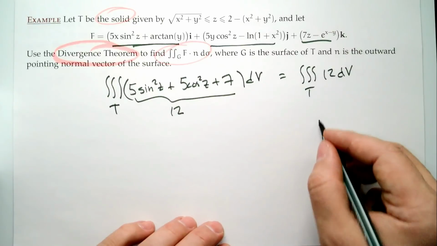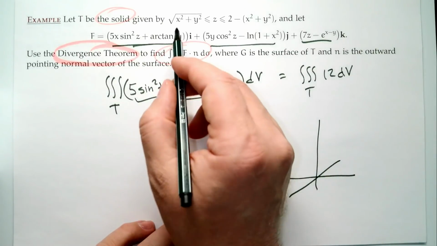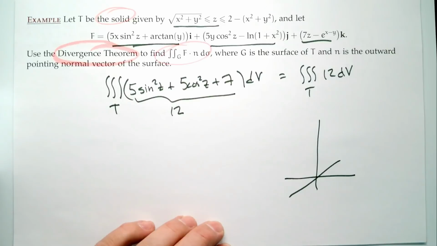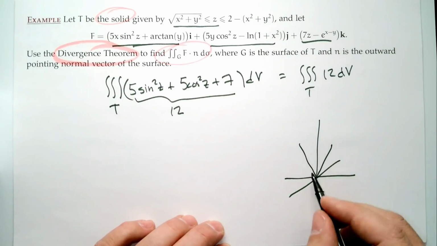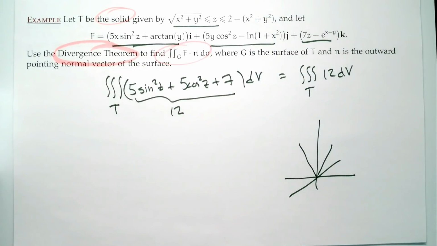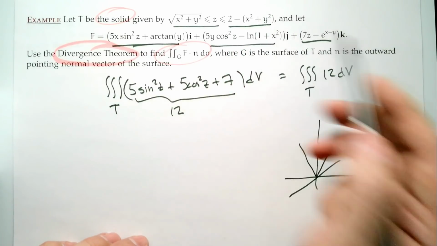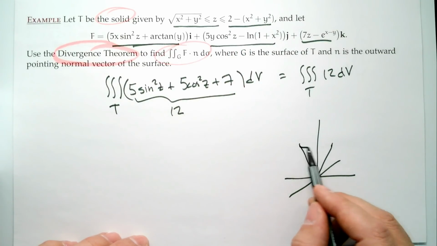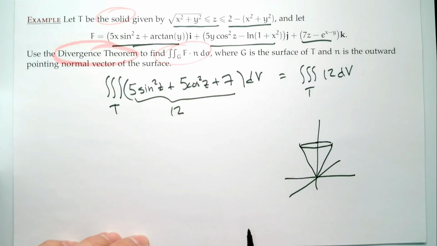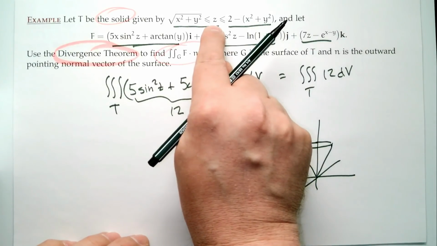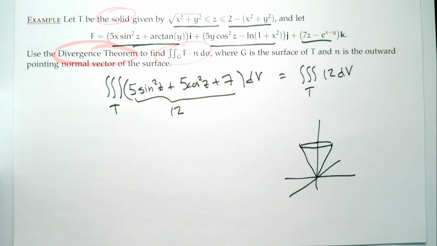On a side note, do you see what the pieces are? Square root of x squared plus y squared less than or equal to z. What is that? It's a cone. You should recognize cones. Whenever you see a square root of something squared plus something squared, that's a cone. What about this part, 2 minus x squared plus y squared? What does that look like? If it was z squared and 2 minus x squared plus y squared, it would be a sphere. It's not a sphere. It's a paraboloid, or bowl.